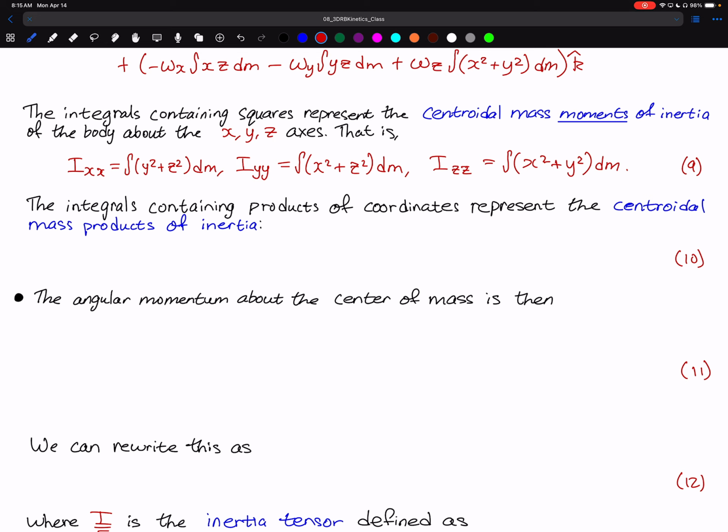All right, and then the integrals containing products of coordinates, we call these the centroidal mass products of inertia. And we'll write those as I sub xy is equal to the integral of x times y dm, I sub yz is equal to the integral of y times z dm, and then I sub xz is equal to the integral of xz dm.